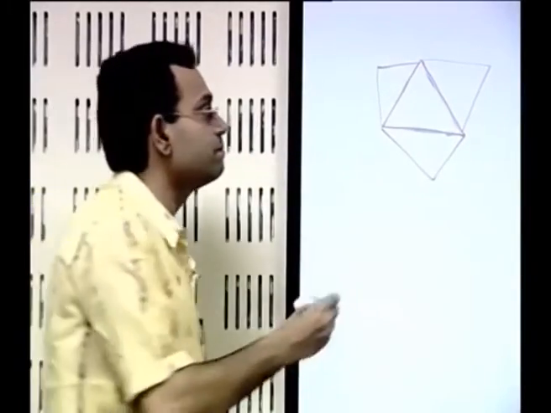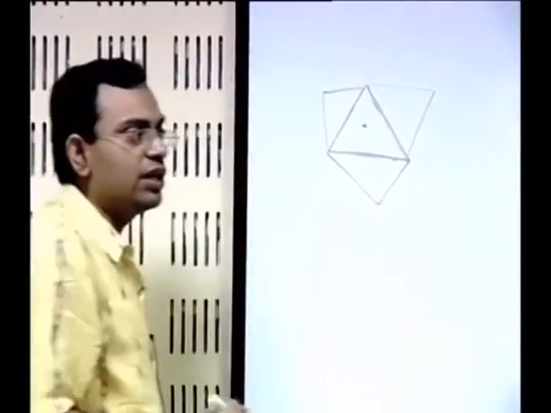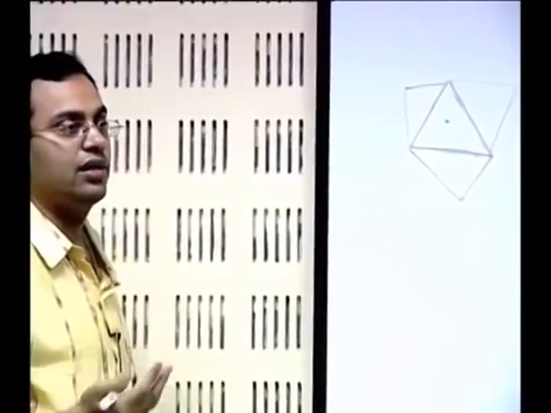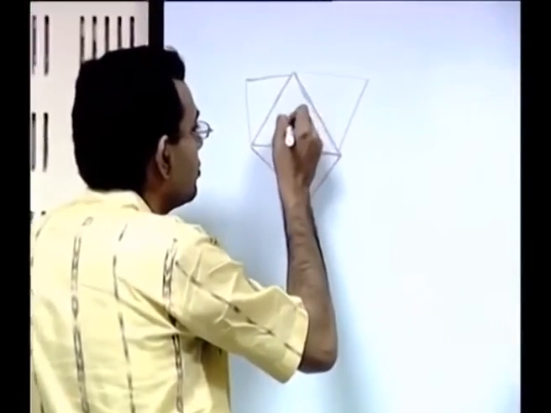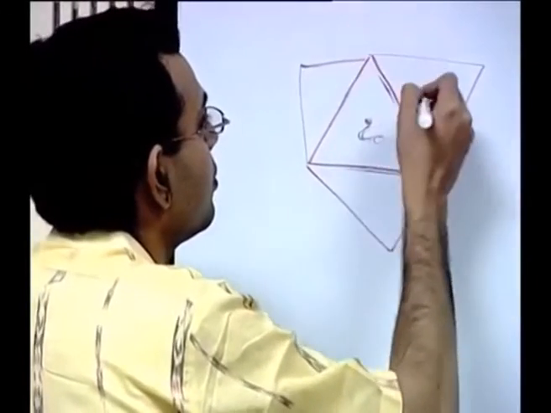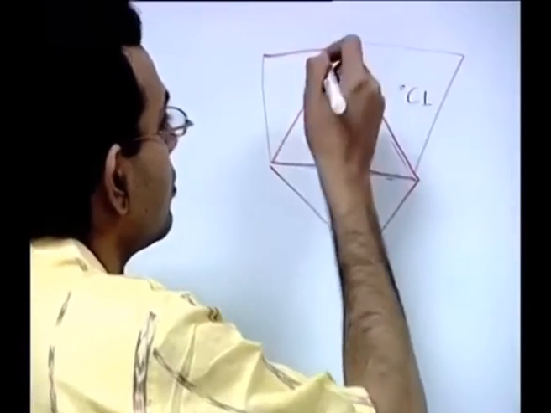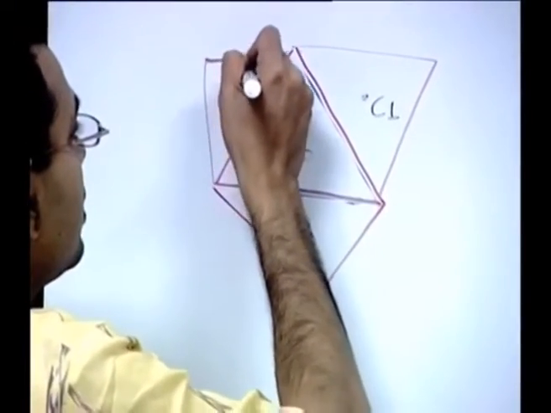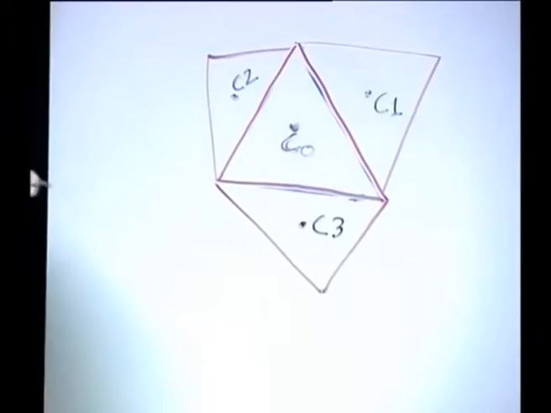We can name the grid points. The grid points, for convenience you can choose as the centroid or geometric center of each triangle. So this is say C0, this is C1, this is C2, this is C3.